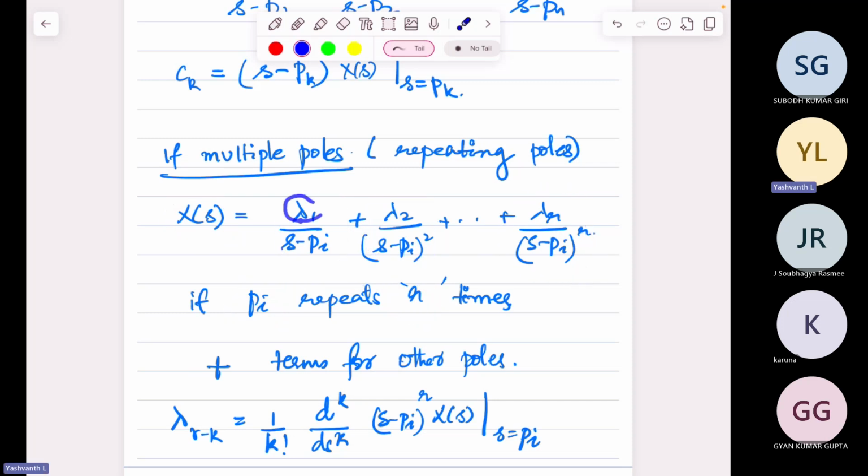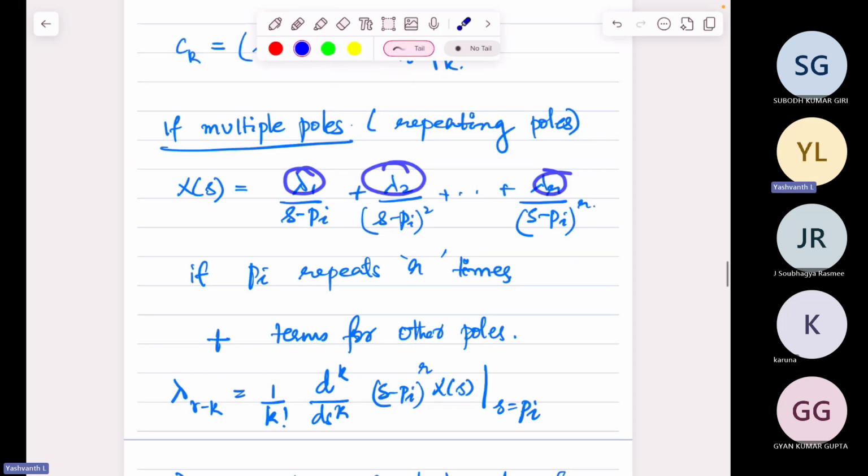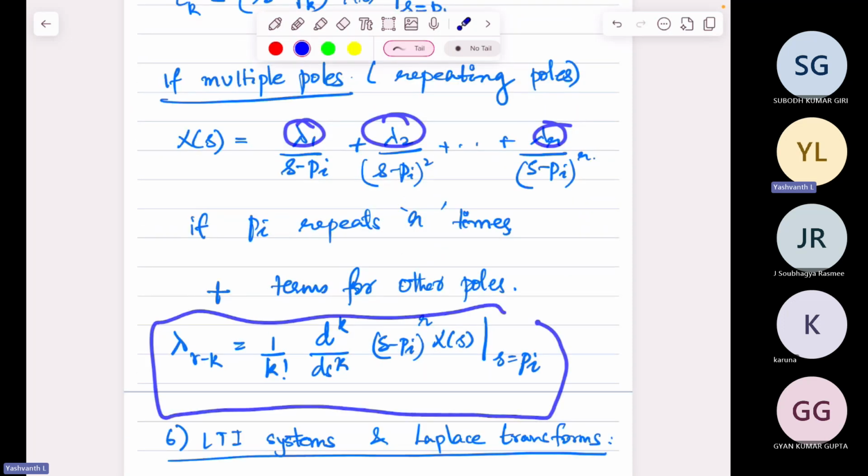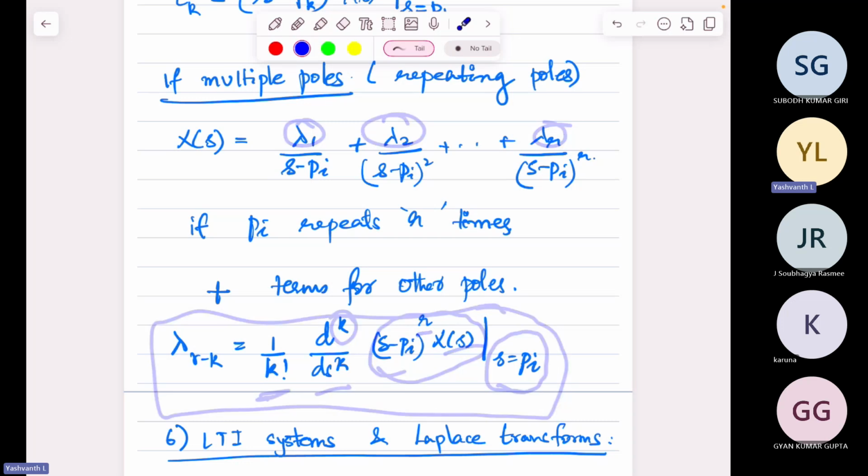And how to find these lambda values? It is given by this expression here. Lambda r minus k equals 1 by k factorial, d power k by ds power k, the kth derivative of (s minus pi) power r into X(s), evaluated at s equal to pi.